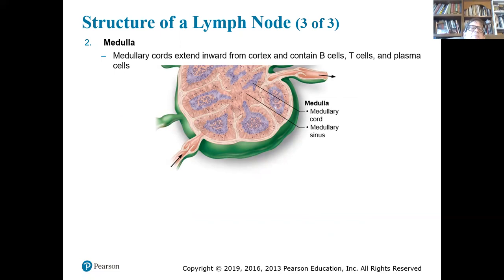All right, so the middle, the medulla: the medullary cords are coming from the cortex. These medullary cords have B cells, they have T cells, and they have plasma cells. Remember, plasma cells are made by B cells. I should say a memory B cell, if it's activated, will divide in half. One daughter cell will stay a memory B cell. The other one will grow up to be a plasma cell, which is an antibody factory.